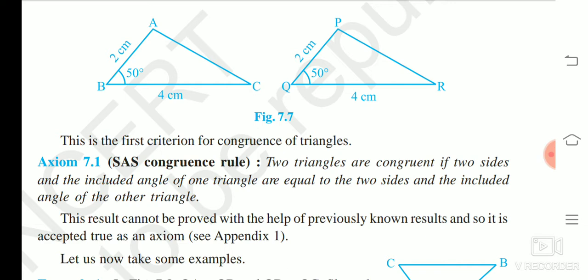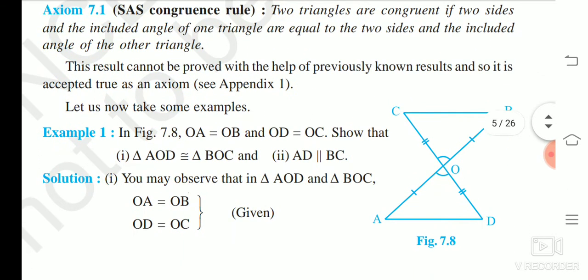So two triangles are congruent if two sides, that is two sides 2 centimeter, 4 centimeter, sides AB and BC, sides PQ and QR, and the included angle of one triangle, here in triangle ABC 50 degree, and in another triangle PQR angle 50 degree, are equal to the two sides, that is in between the sides, and the included angle of the other triangle, the same thing. Then we can tell this is the SAS congruent rule, right?